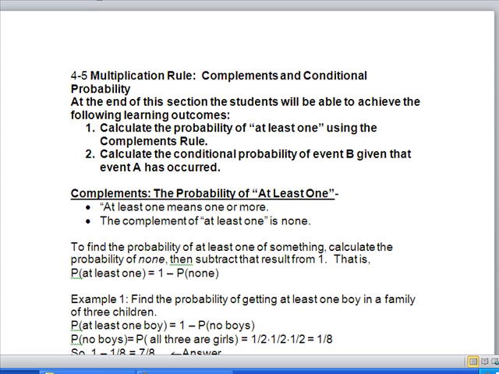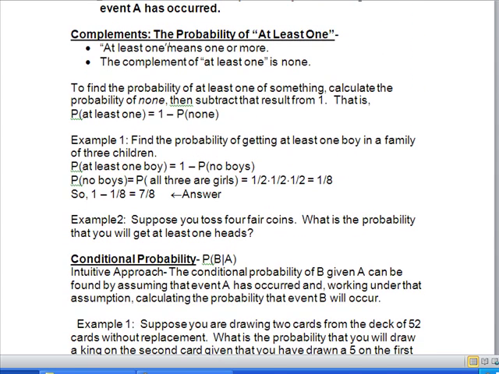So, complements, the probability of at least one. At least one means one or more. The complement of at least one is none. To find the probability of at least one of something, calculate the probability of none, then subtract that result from 1. That is, the probability of at least one equals 1 minus the probability of none.